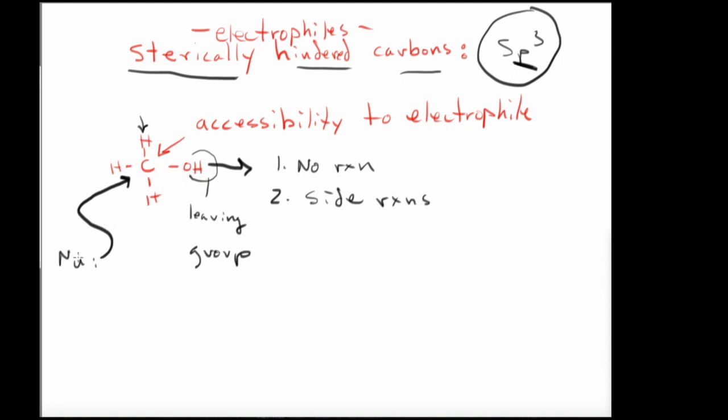So your nucleophiles, when they're interacting with an electrophile that's sp3, have to come in from what we call the backside attack. And so you can see right away that what you have bonded to that carbon is going to influence the ability of this guy to get in.